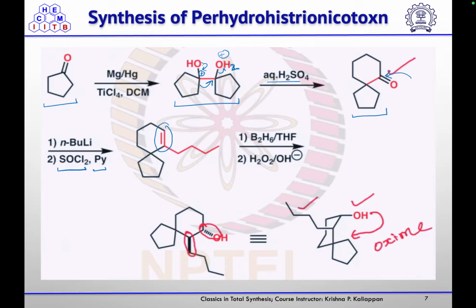Then this on treatment with borane and H2O2, hydrogen peroxide, in the presence of alkaline medium, will undergo hydroboration oxidation to give you the less substituted alcohol. The boron and the hydrogen will come from the same face, so that your alkyl part will go in the opposite direction. That's why your alkyl part and your alcohol have trans stereochemistry with respect to each other. Then you can rewrite this molecule in this form.